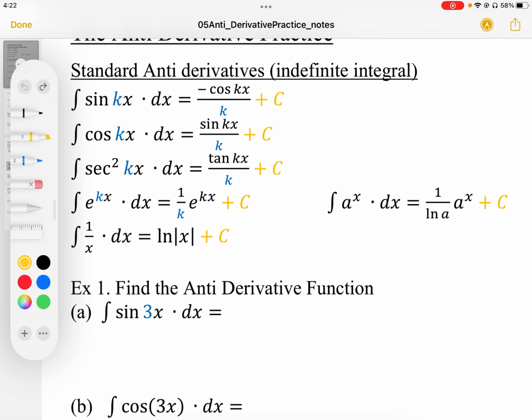The other thing here is the a to the x function. We have to remember that when we differentiate a non-base e exponential function, we need to multiply by log of that base to account for the non-base e. So if we're multiplying when we differentiate, we need to divide by that log of base a, the log a, to account for the non-base e.